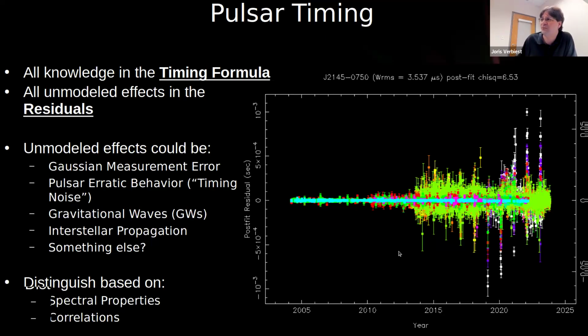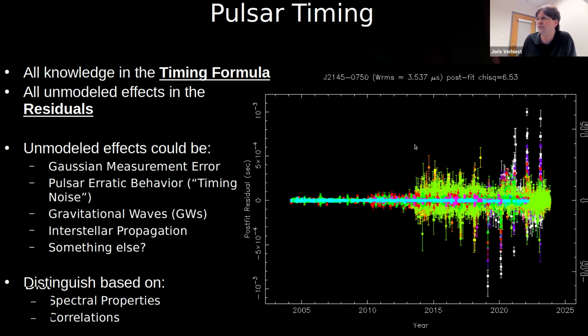The unmodeled effects that constitute the residuals, obviously there's Gaussian measurement error, which you cannot do anything about other than building a bigger telescope, getting longer observations, getting larger observing bandwidths. And so all of that is happening, but the data from the past, of course, has the errors that it has. Pulsar erratic behavior, which we call timing noise. These are instabilities in the pulsar rotation. They mostly affect the slow pulsars that we don't use, but increasingly we are getting sensitive enough to see that millisecond pulsars do show this phenomenon as well. And so that, again, is a challenge, mostly because it's a stochastic process, and so we cannot really model it. We can only try and correct for it afterwards.